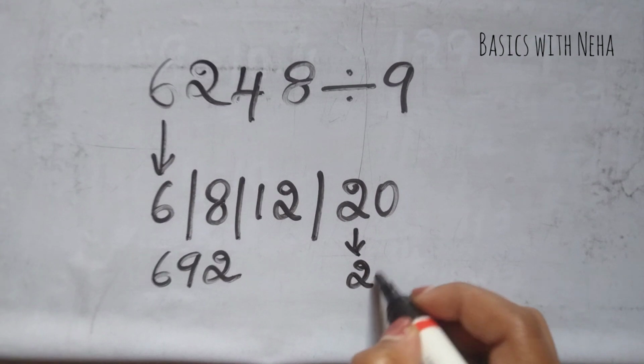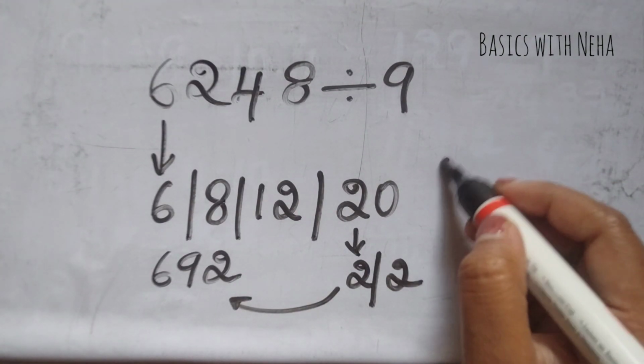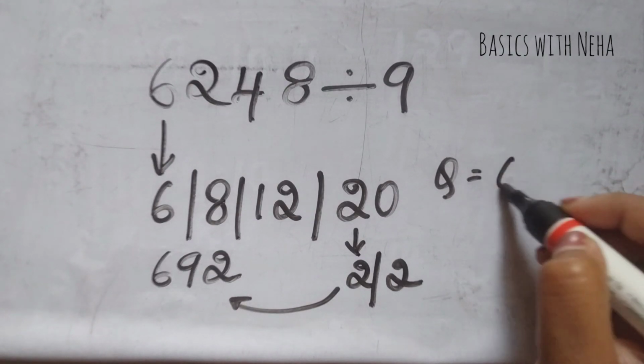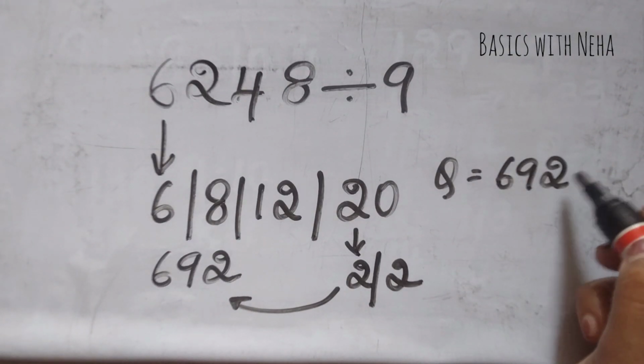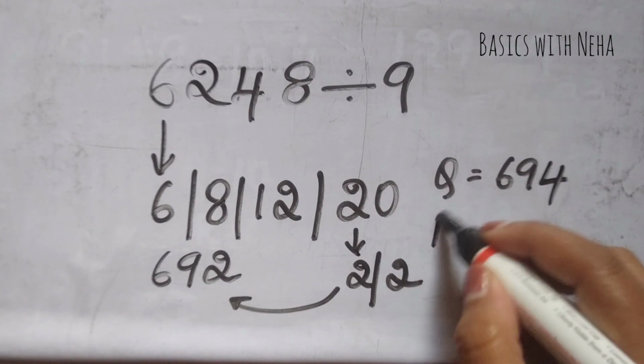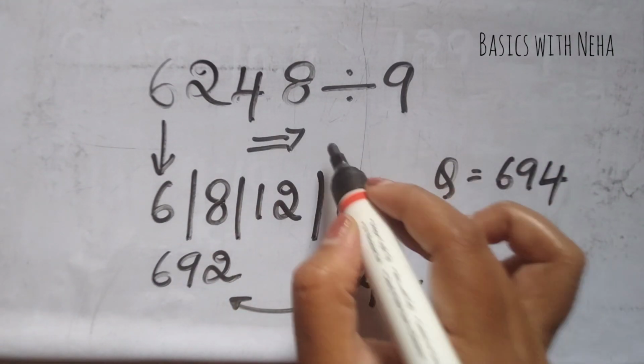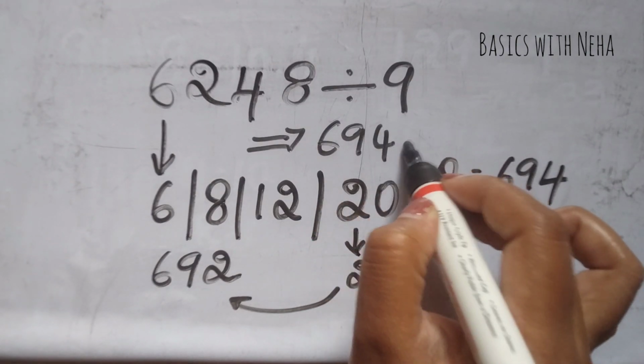2 will come down as it is. 2 plus 0 is 2 again. Add 2 to this back again. So the quotient to this question will be 692 plus 2, which will be 694. And then the remainder is 2. So then my final answer to this question will be 694.22.